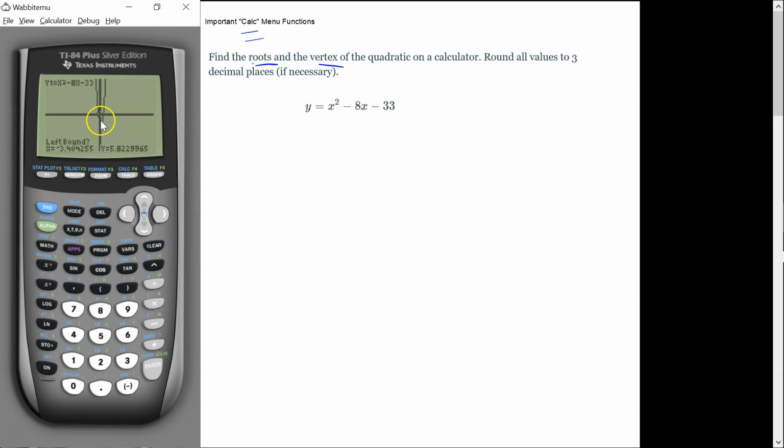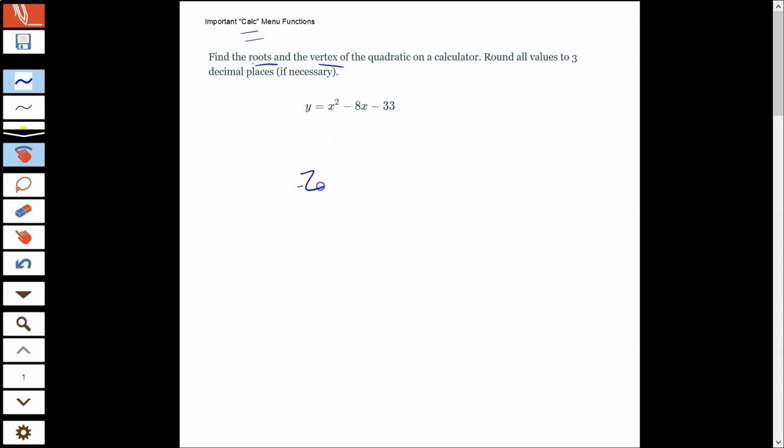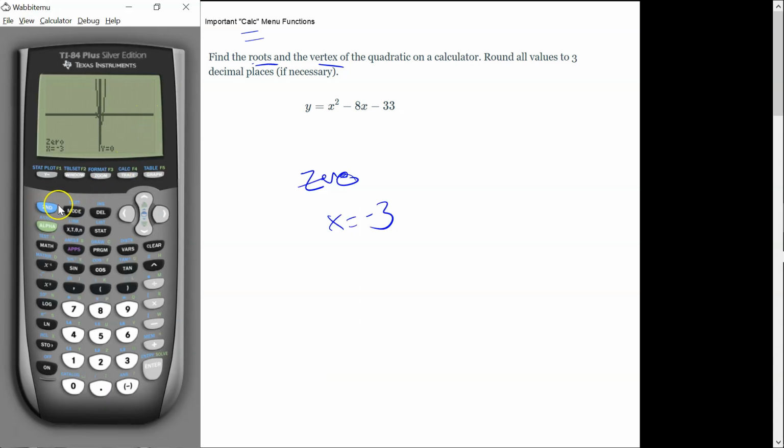So left bound should be a positive y in this case. I'm going to hit enter. And then for the right bound, I'm going to move it over here so I'm to the right of the zero. So now my y is negative. Hit enter. And then it's going to ask for a guess, and you hit enter one more time. And then it tells me my zero is x equals negative 3. So my first zero is x equals negative 3, and we'll do it one more time for the second zero.